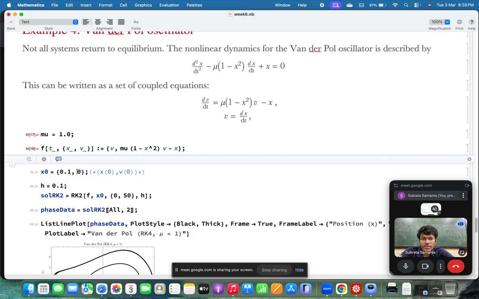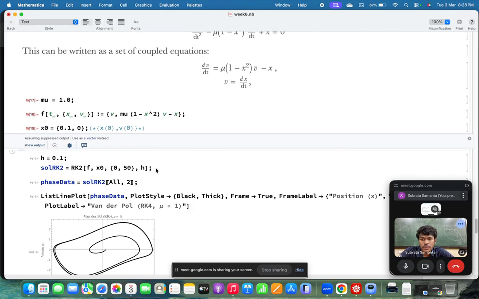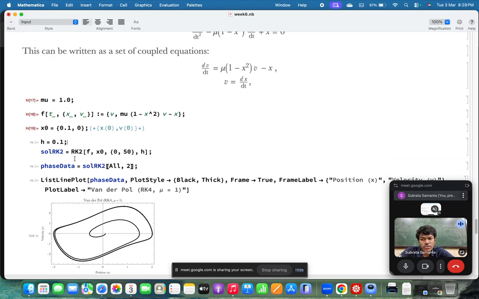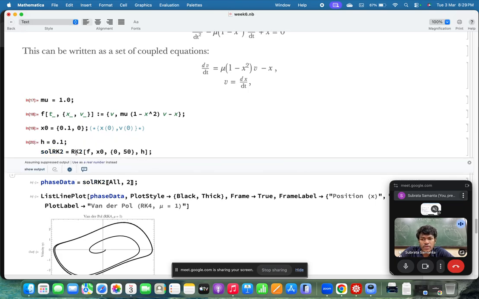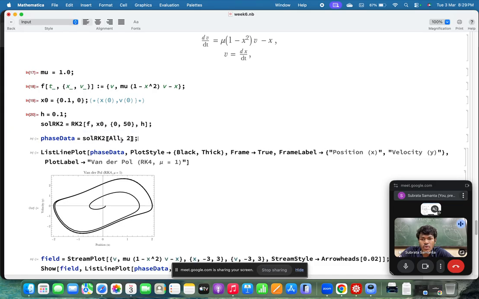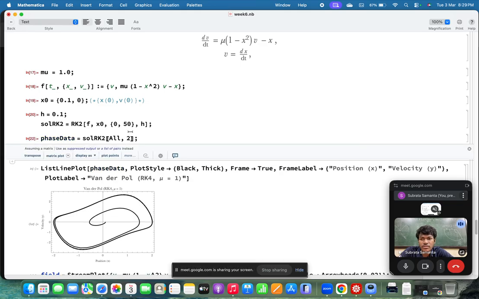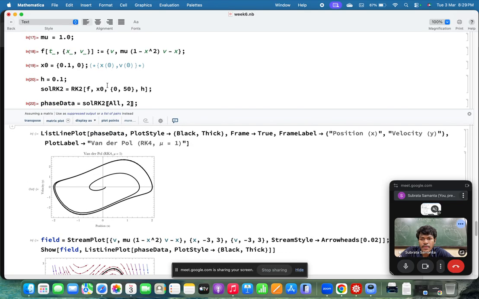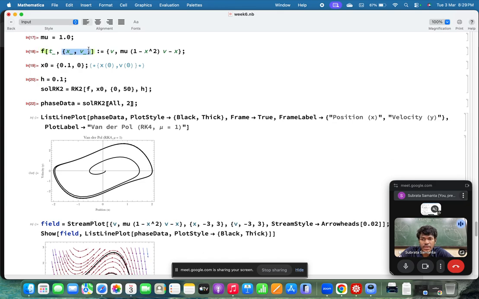And for the initial conditions, I choose 0.1, and I solve using the RK2 method. My phase data is basically the second output of RK2. So this is my phase data, basically x comma v, right.